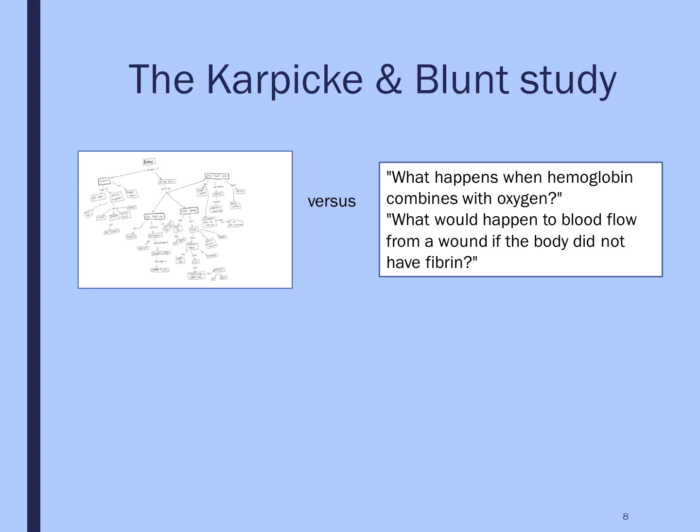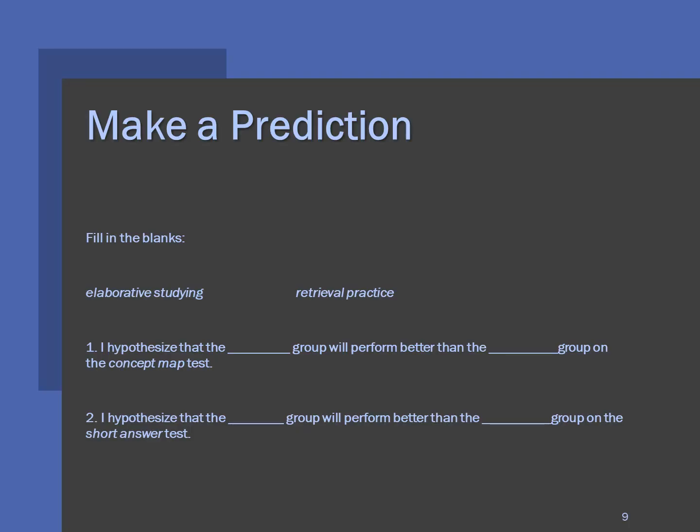For the retrieval practice condition, Karpike and Blunt used a free recall task. It was not a recognition task because there were no cues to help students recall the information, and the students just opened a blank word processing document and typed as much as they could recall from the passage they had just read.